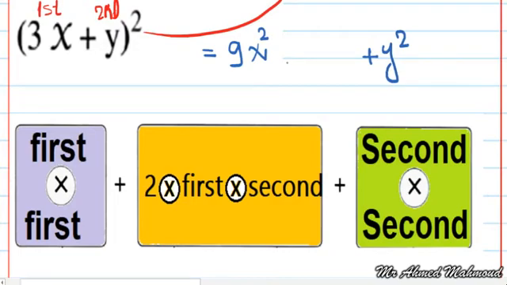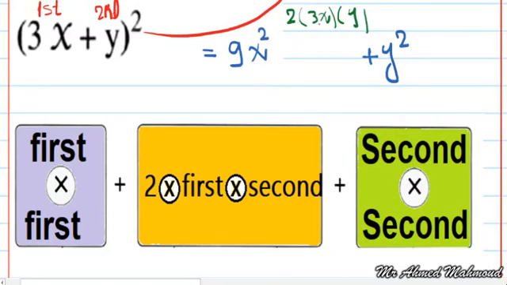In the middle, I'm going to multiply 2 times first times second. This one, I'm going to write it with the steps here as a draft. Okay, I'm going to multiply 2, open bracket, 3x, between brackets, y, and write down the answer here. Okay, you can solve it mentally without this step.